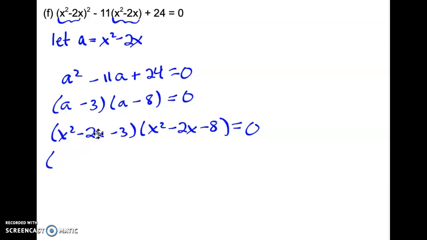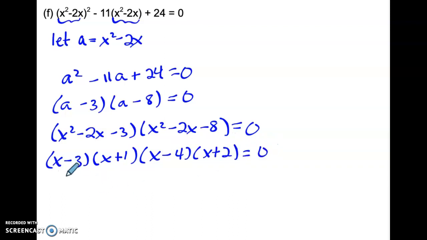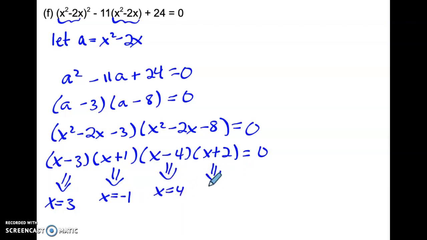Two numbers that multiply to negative 3 and add to negative 2 would be negative 3 and 1. And two numbers that multiply to negative 8 and add to negative 2 would be negative 4 and positive 2. And from there we get solutions of 3, negative 1, 4, and negative 2. I'm writing them all in one place: x equals negative 2, negative 1, 3, or 4.